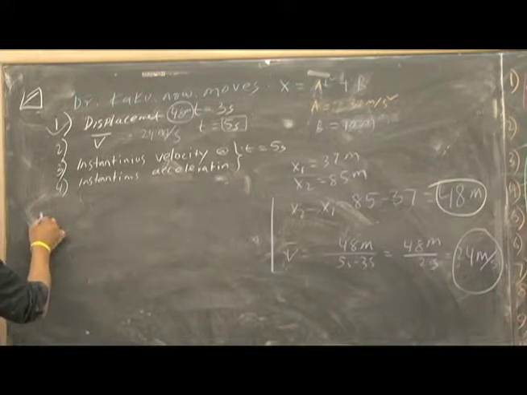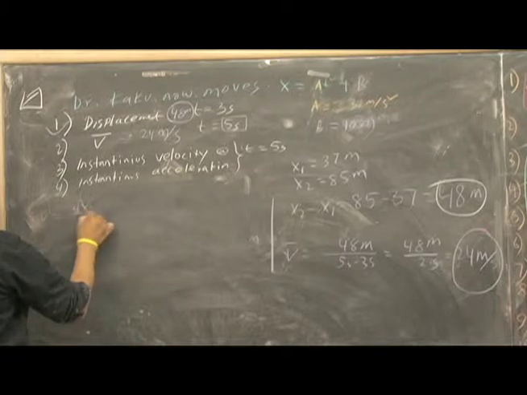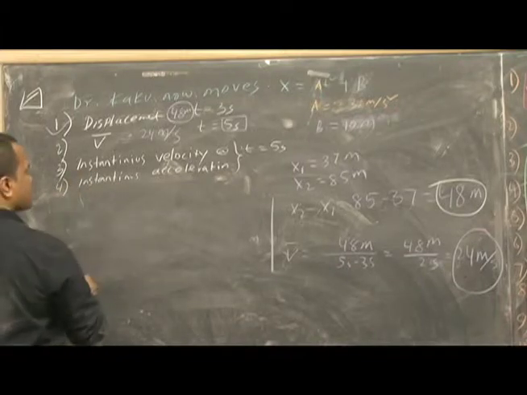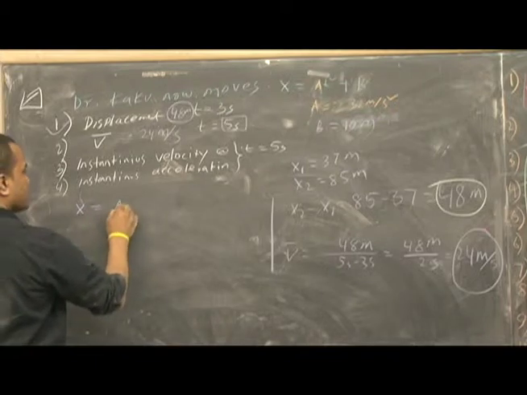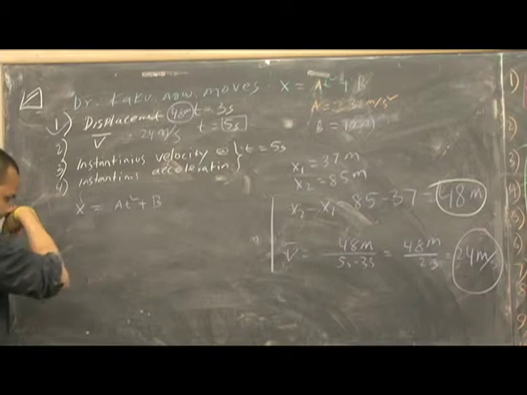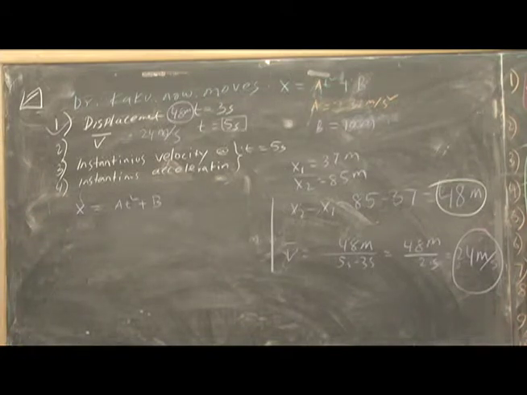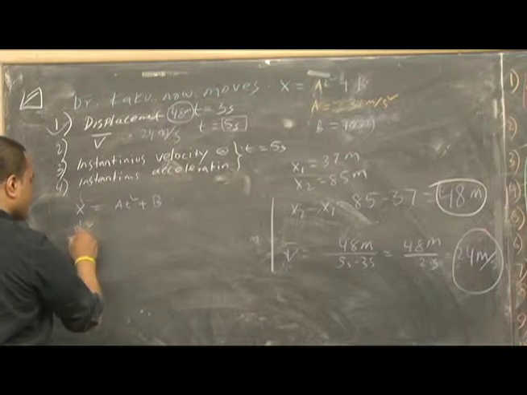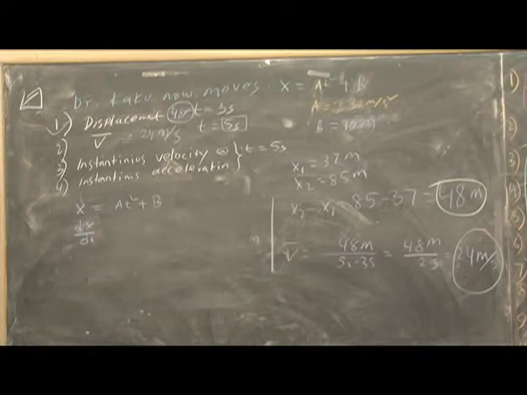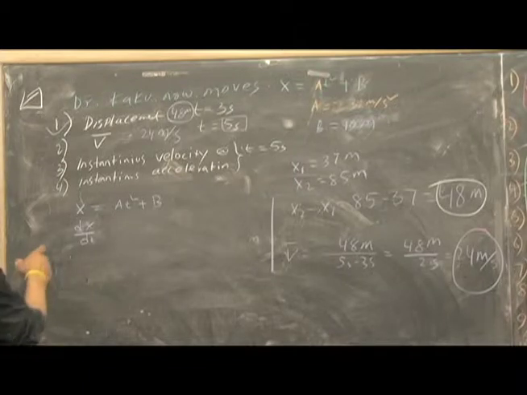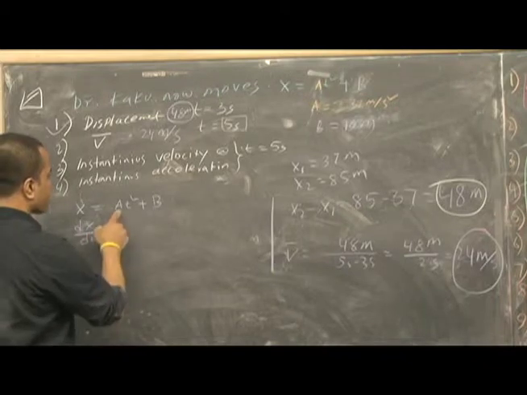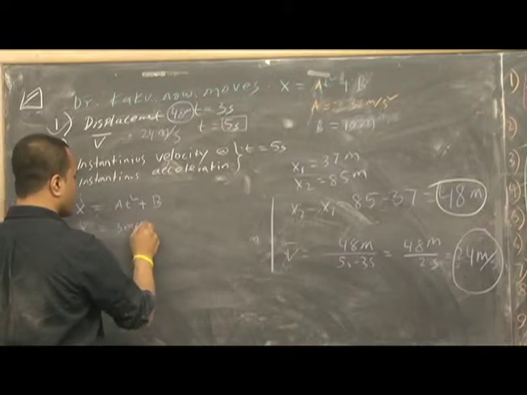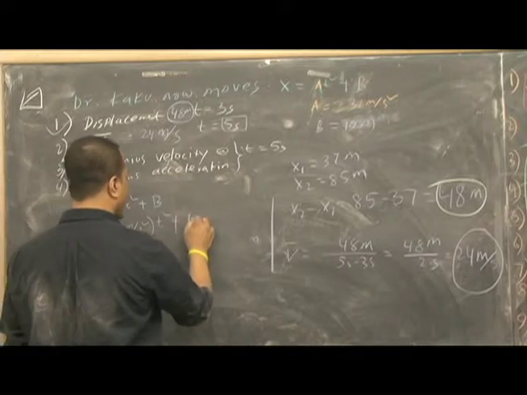Again, the velocity is dx over dt. So let's see, the position function is x equals at squared plus b, right? So the velocity from the position function is simply x prime, but we can also write dx over dt. Let's put the information first. What is a? a is 3 meters per second squared, t squared, and b is 10 meters, right?